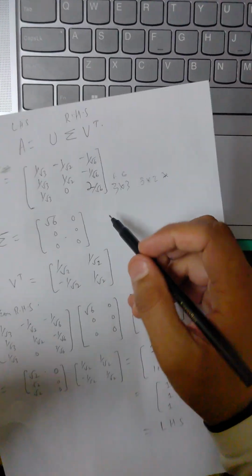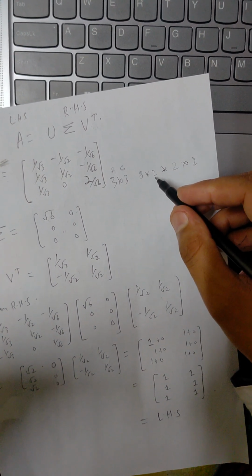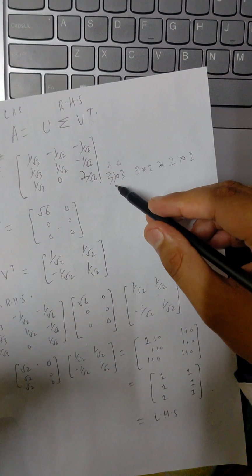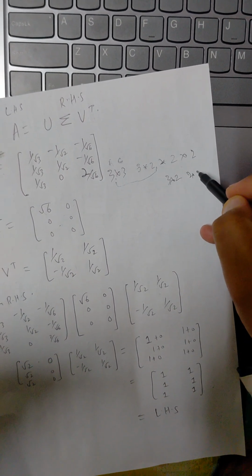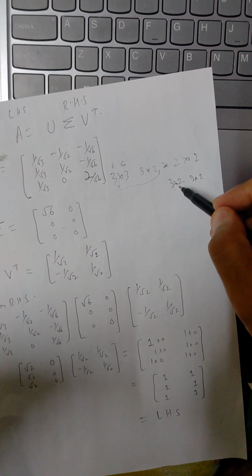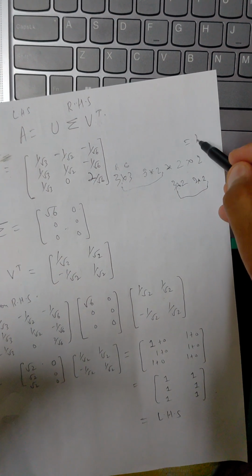The V matrix is already 2 cross 2, as I already showed you in the previous section. When you multiply this 3 cross 2 matrix with the 2 cross 2 matrix, you will get a 3 cross 2 matrix. So the given matrix A is 3 cross 2 only.